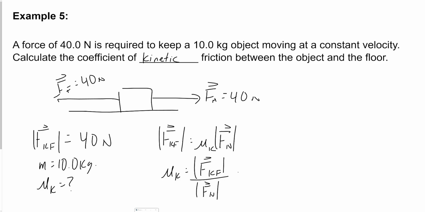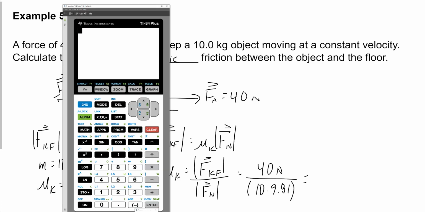So we divide by F_N. The force of kinetic friction is 40 newtons here. They didn't tell me that, but they kind of did. They told me that the force required to keep it moving at a constant velocity is 40. The force that I pull with to keep it moving is 40. Well, if it's in equilibrium, which it is because it's at a constant speed, then the force that gets pulled back by friction is also 40 newtons. The normal force here, well, assuming it's on a flat horizontal surface, would be the same as gravity, 10 times 9.81. So let's do this now on our calculators.